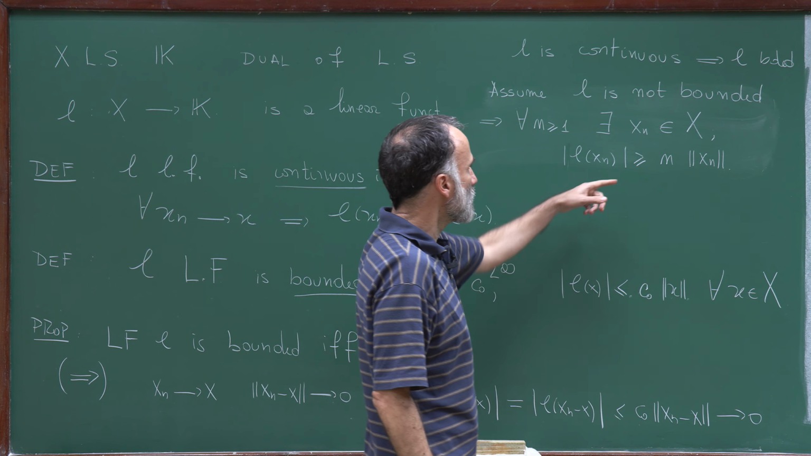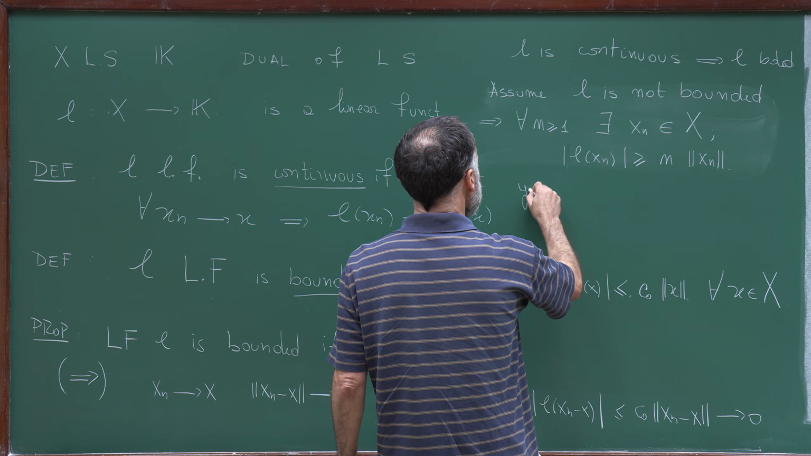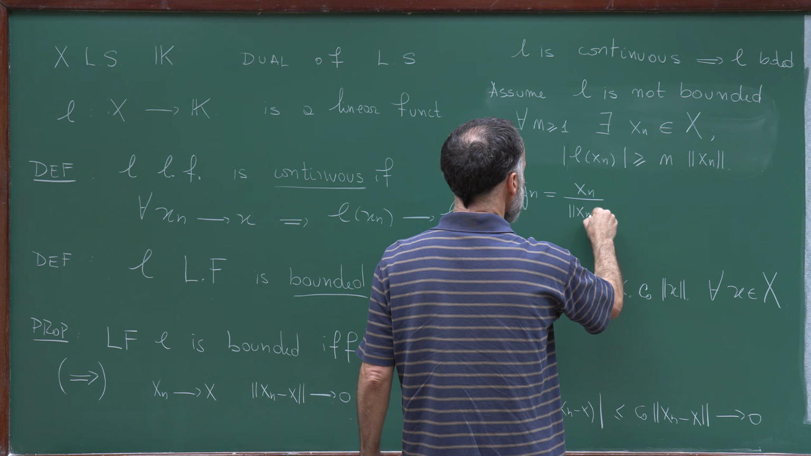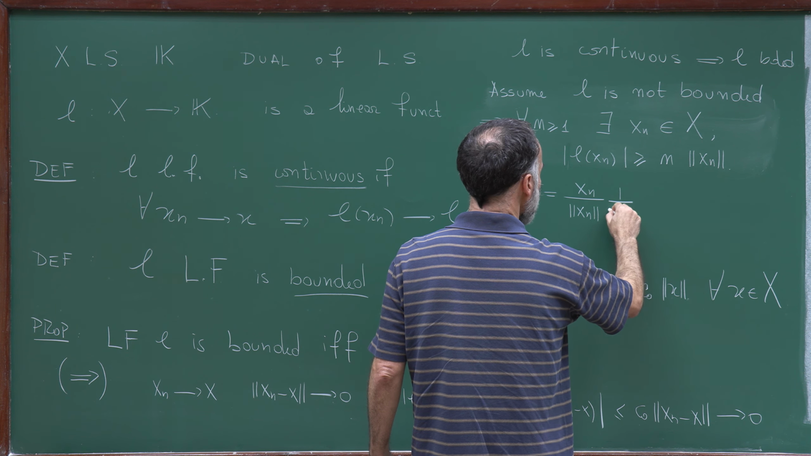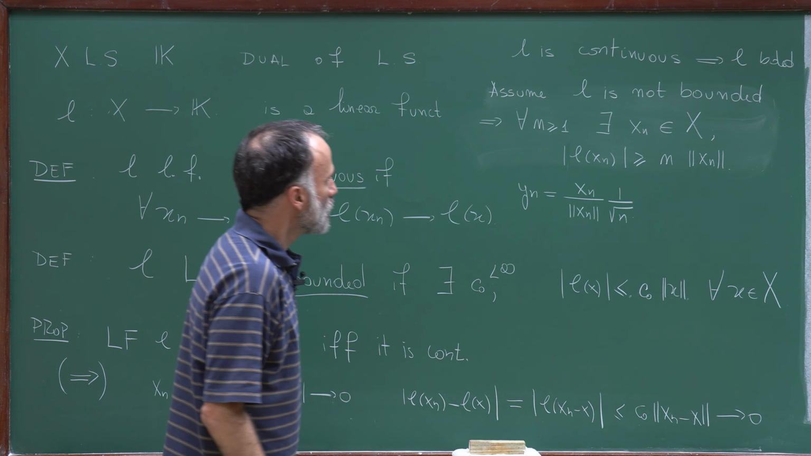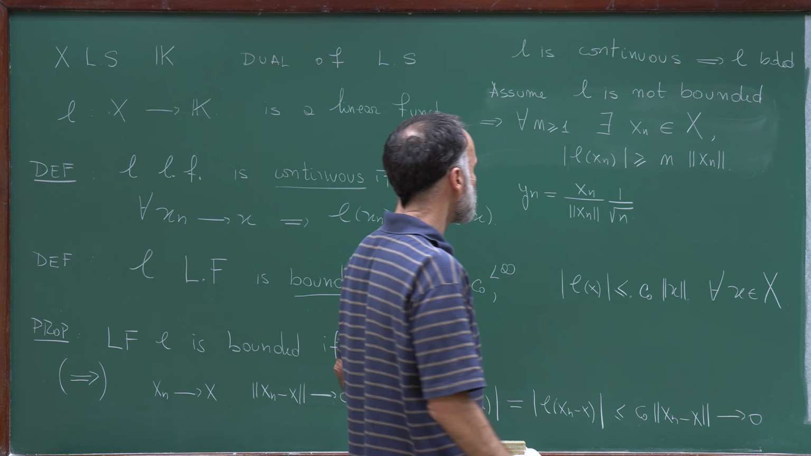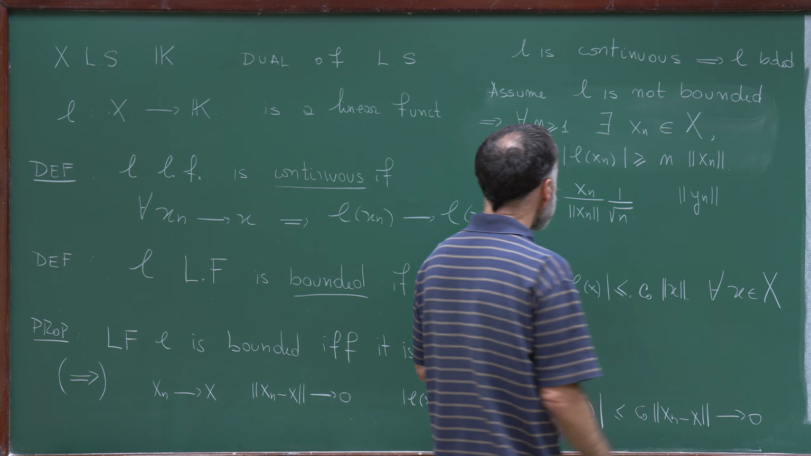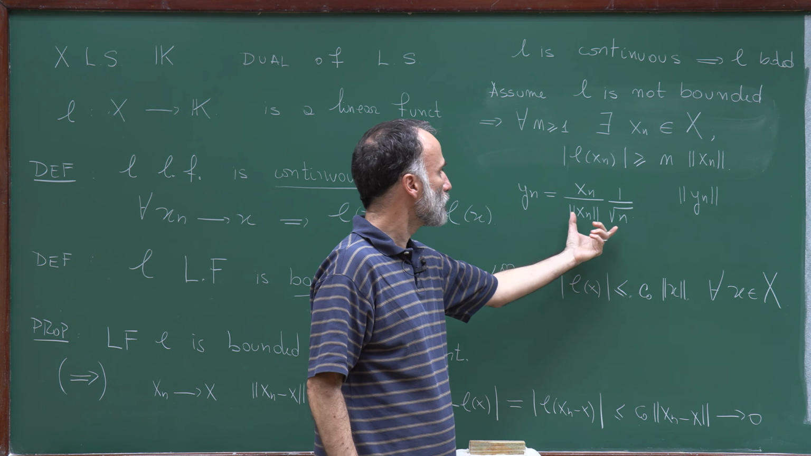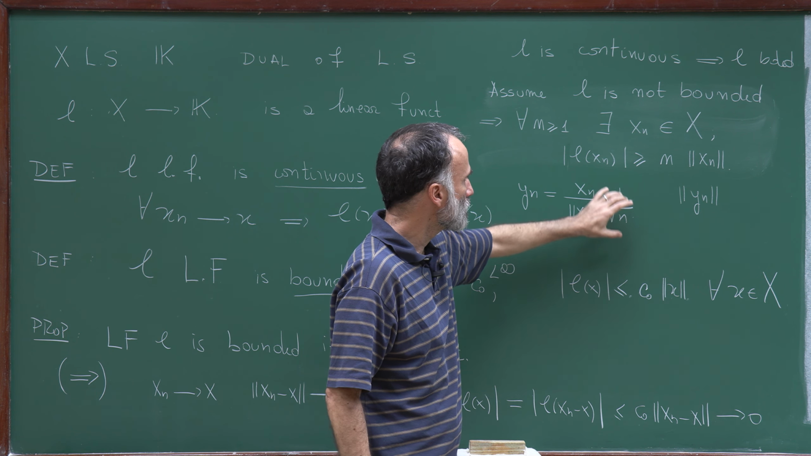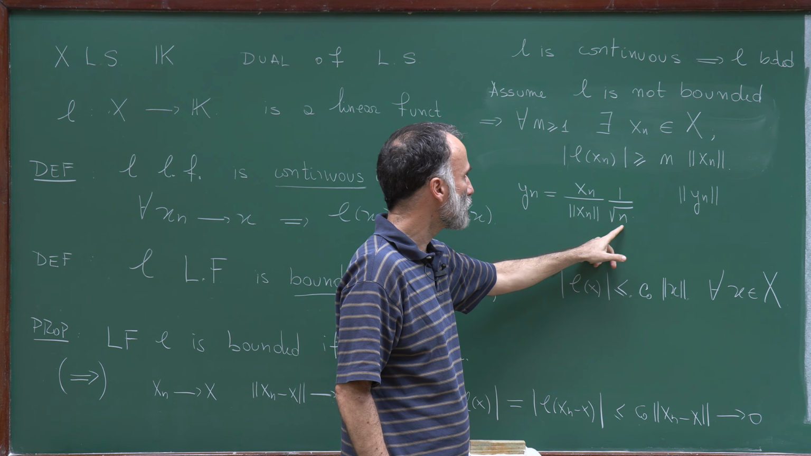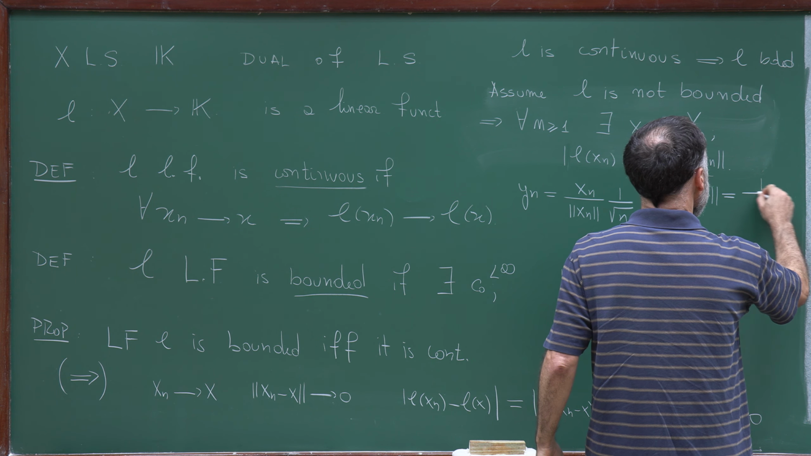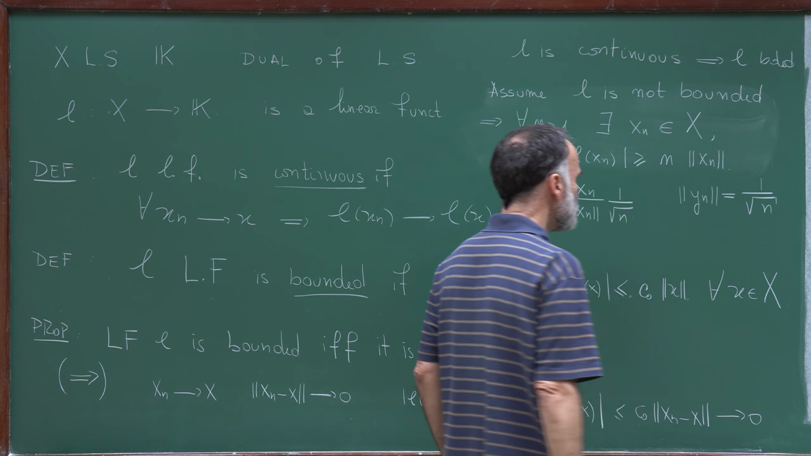So we have a sequence xn. Let me define a new sequence, yn, which is xn divided by the norm of xn, and this divided by the square root of n. So this is a new sequence. The norm of yn is equal to 1 divided by the square root of n times the norm of this element, and this is 1. So the norm of yn is 1 divided by the square root of n.